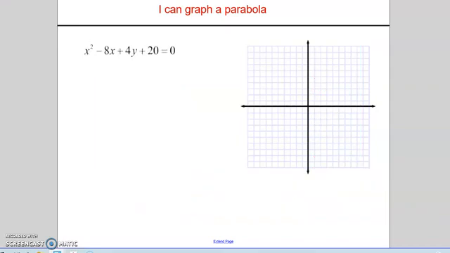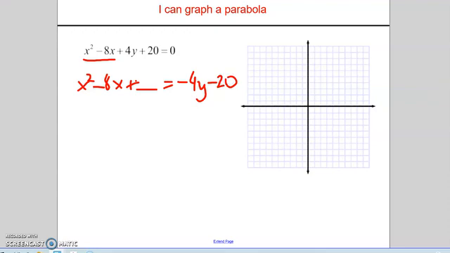Okay, let's do another one. So here I've got x squared minus 8x. Anything related to the x squared, I'm going to leave on this side. Everything else gets moved over. So I get x squared minus 8x. We're probably going to need to complete the square, so let's leave a blank here. And then I move the negative 4y to the other side, and it becomes negative 4y minus 20.